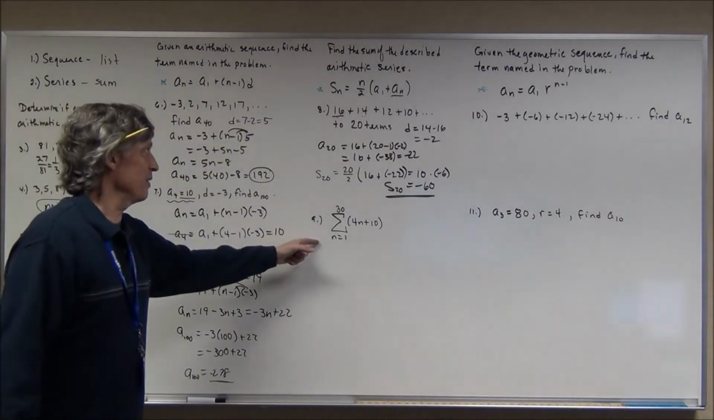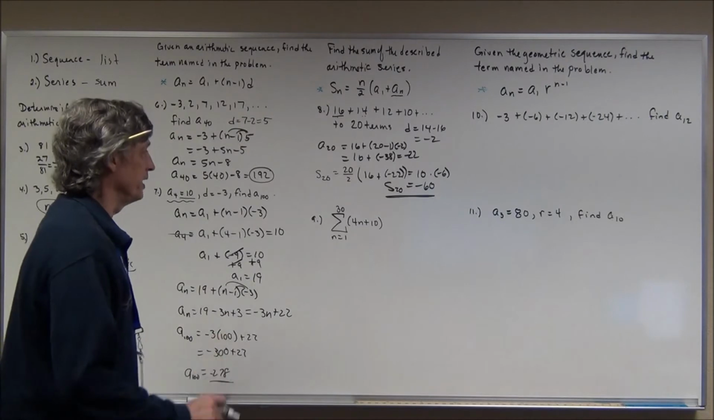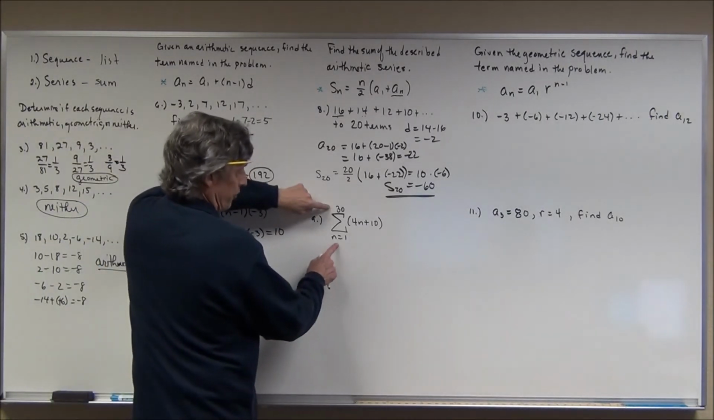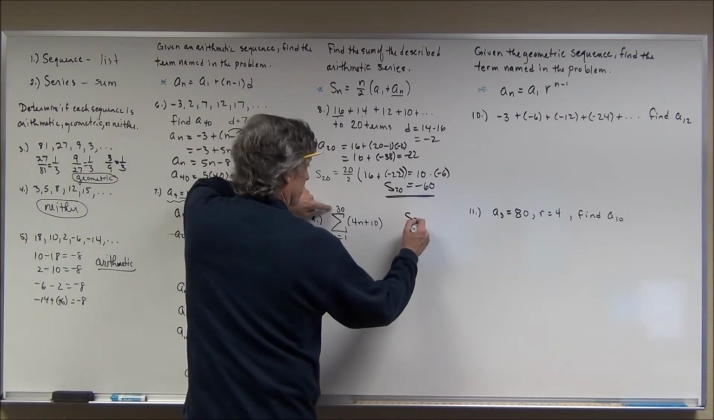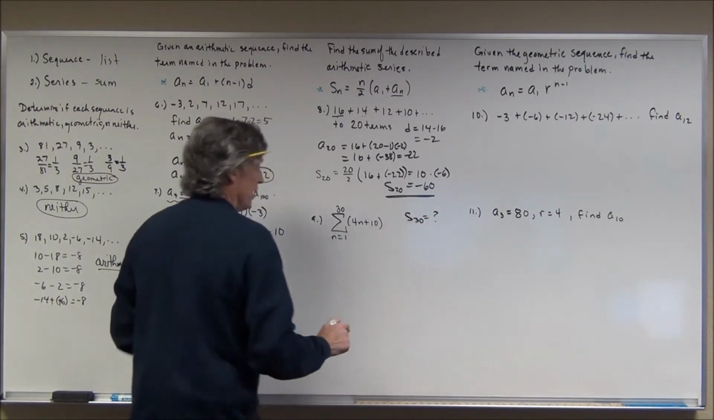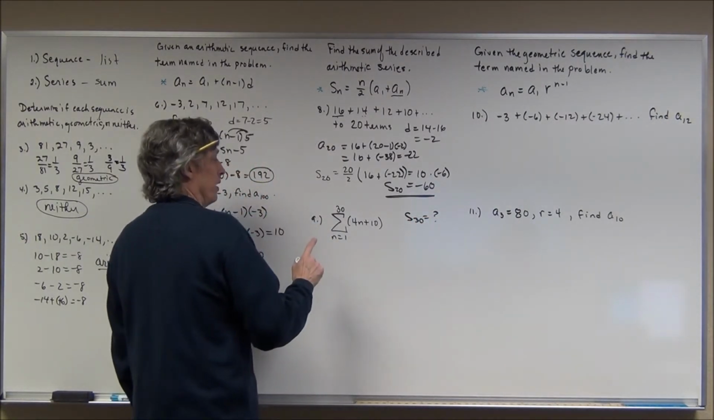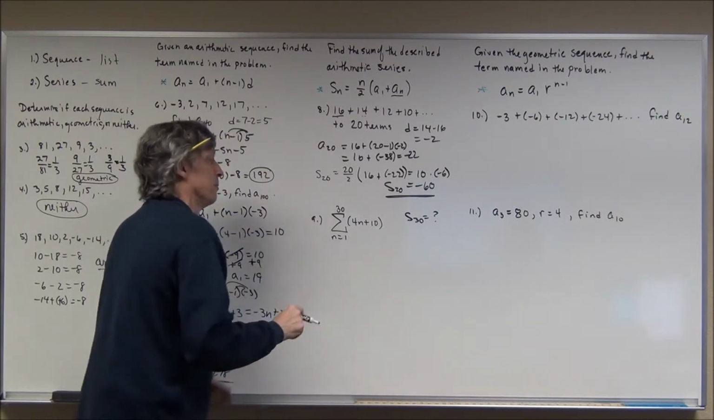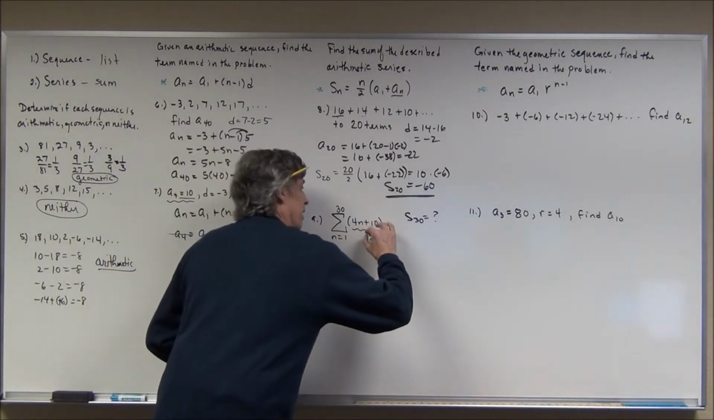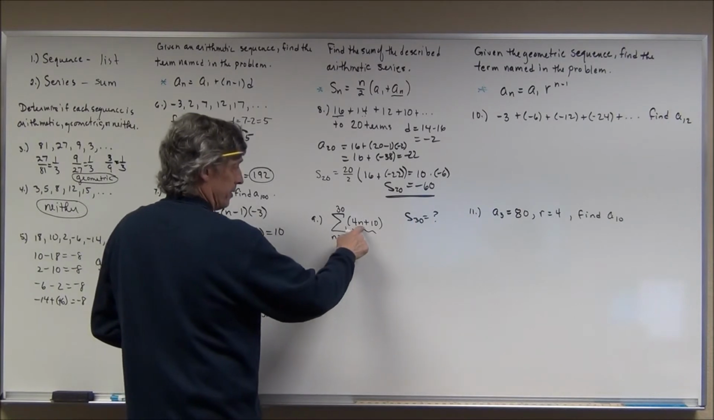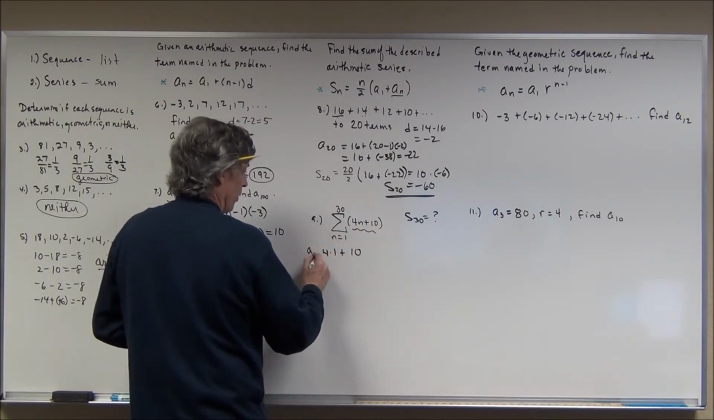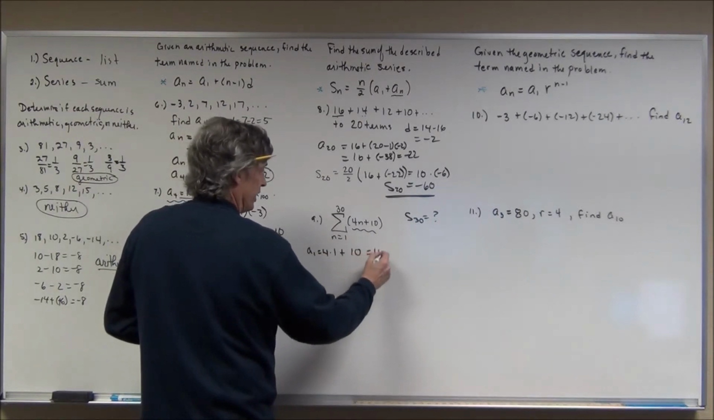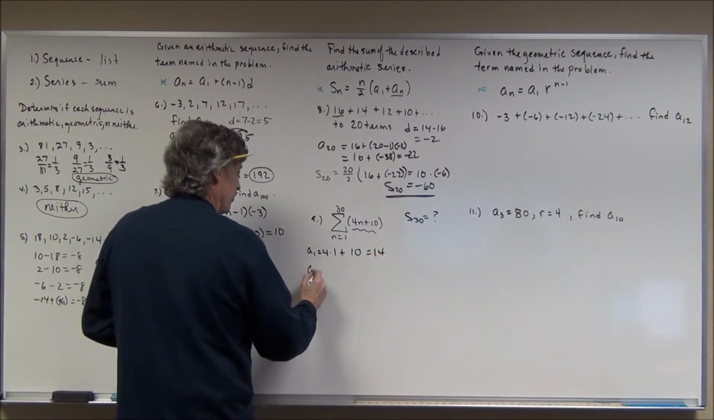Alright, this is the same guy as that guy. One difference. I know what n is, 30, because I'm starting from 1 to 30, so I'm trying to find the sum of the first 30, right? And I don't know what a sub 1 is, and I don't know what the 30th term is, but they give me the little rule right here. If I plug 1 in, I get 4 times 1 plus 10. This is a sub 1. That's 14.